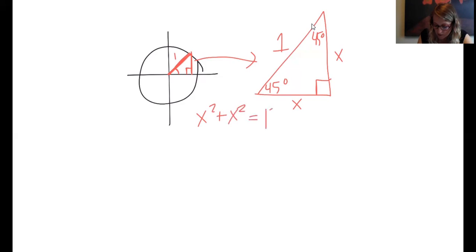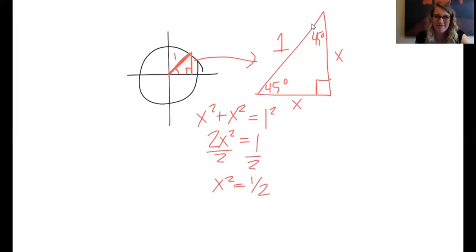x squared plus x squared equals 1 squared. Well, x squared plus x squared, there's 2 of them. So that would be 2x squared equals 1. And now if I'm trying to get the x alone, I need to divide by 2 on both sides. And I have x squared equals 1/2. How do we get rid of a square? I just said the answer. I always do that. How do we get rid of a squared? You take the square root. And so if I take the square root of both sides, I get x equals the square root of 1/2.